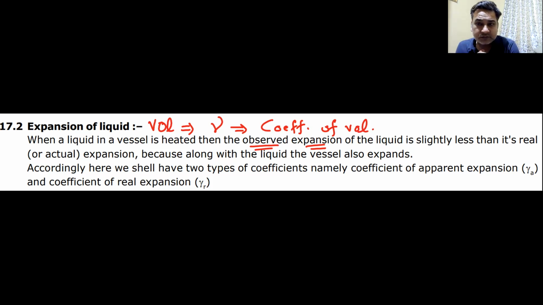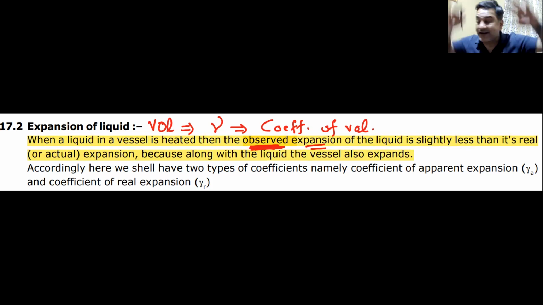And therefore, when you see milk coming out, it is not the real expansion of milk, because milk has expanded, but at the same time the beaker has also expanded. We call this expansion the apparent expansion or the observed expansion. When a liquid in a vessel is heated, the observed expansion of the liquid is slightly less than its real expansion, because along with it, the vessel also expands. Do we understand this?